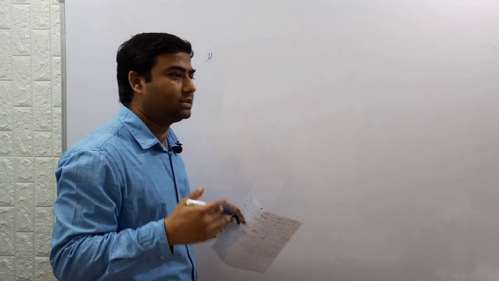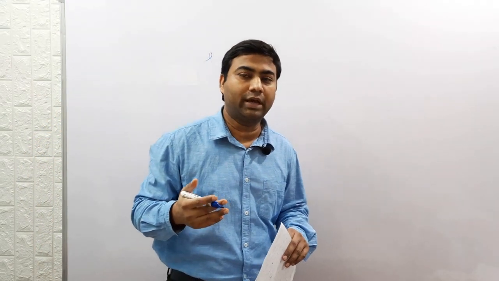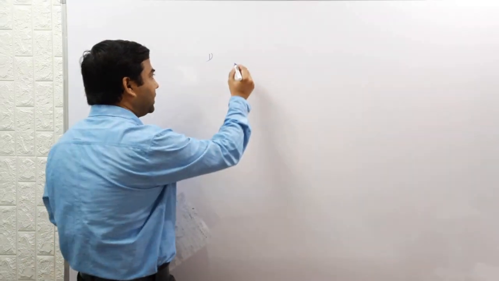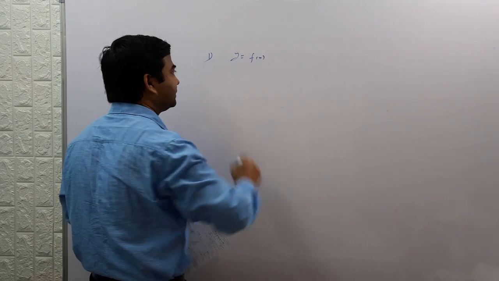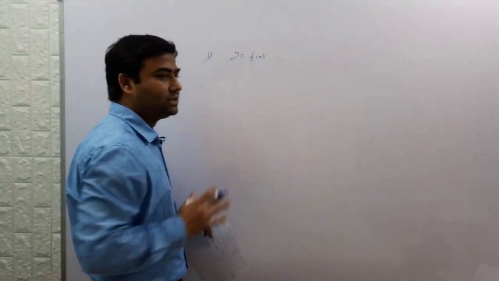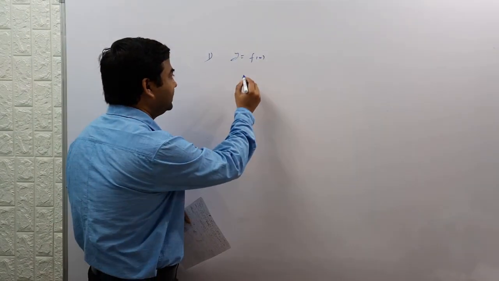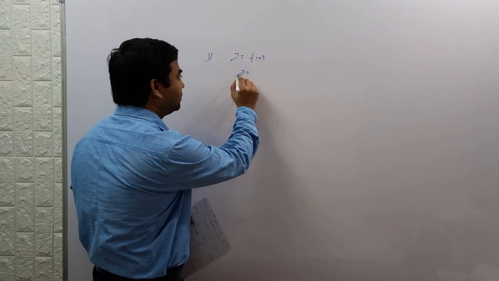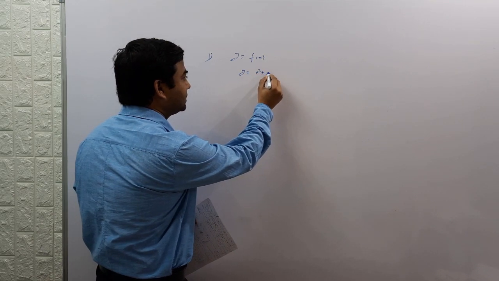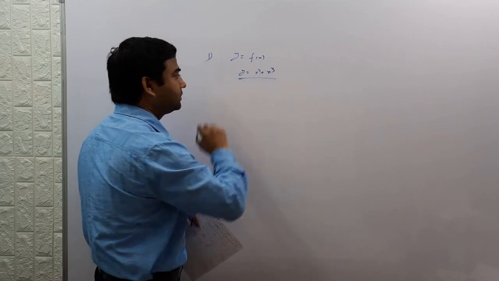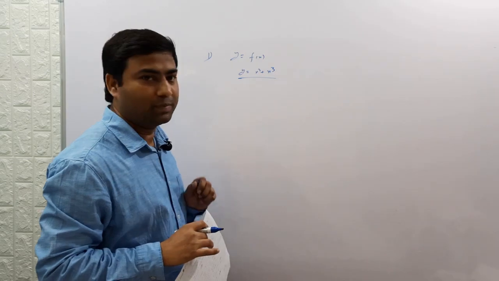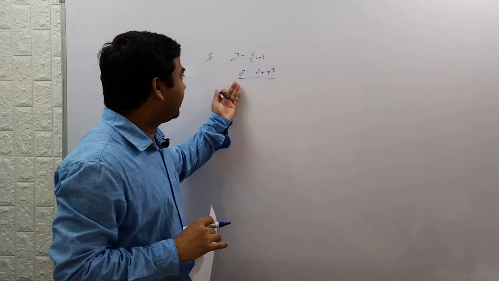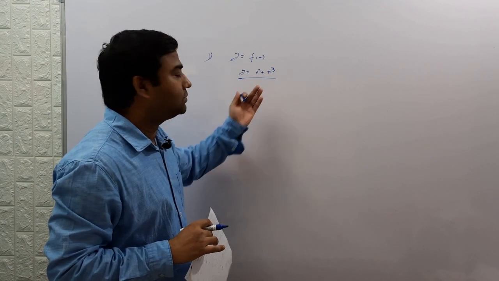Classification of function. The functions which we have discussed till now are called explicit functions. Explicit functions are in the form of y equal to f(x). So in this explicit function, you will find functions like this. Suppose y equal to x square plus x cube, etc. So this form of function is called explicit function. Here y is defined in terms of x.